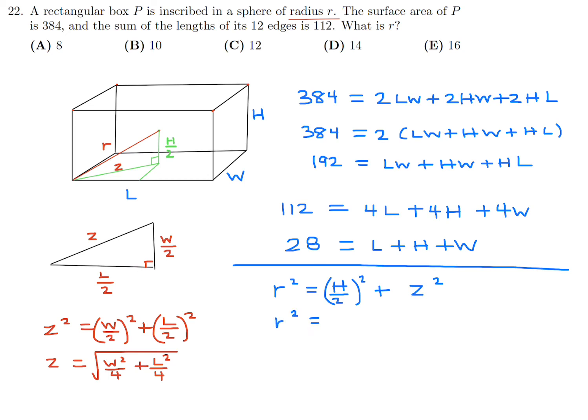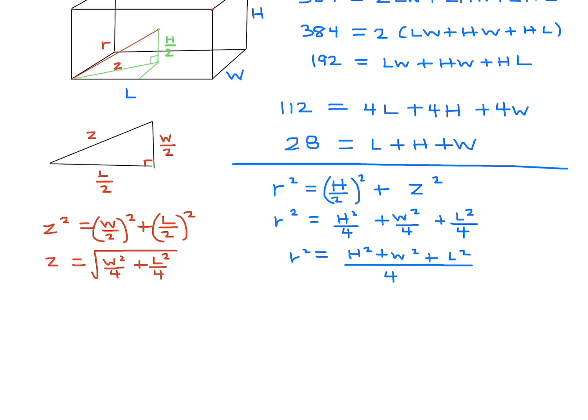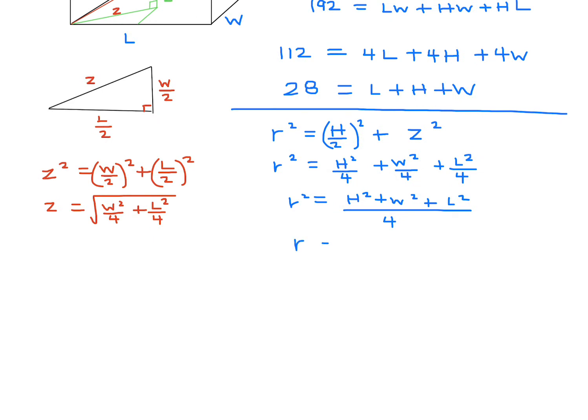So R squared is therefore equal to H squared over 4, and Z squared is W squared over 4 plus L squared over 4, like that. And therefore, this is going to be H squared plus W squared plus L squared all over 4. And if you take the square root of both sides, you'll get R is equal to the square root of H squared plus W squared plus L squared all over 2. Okay? So, where do we go from here?